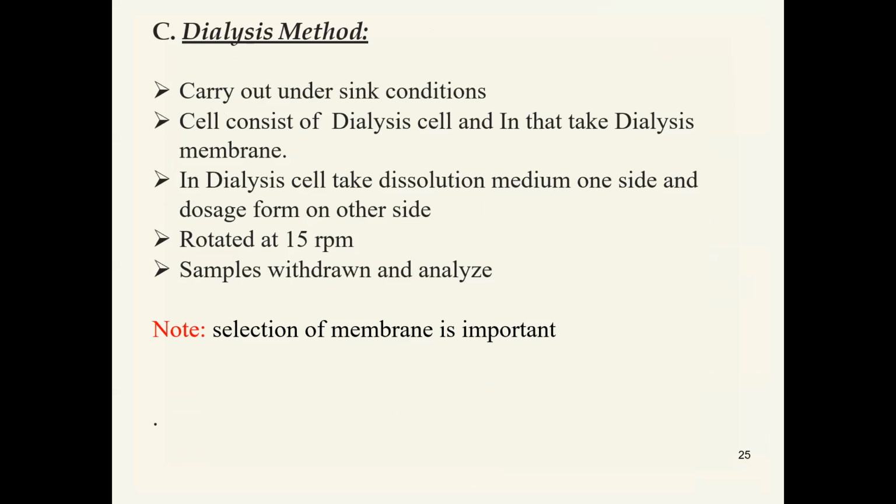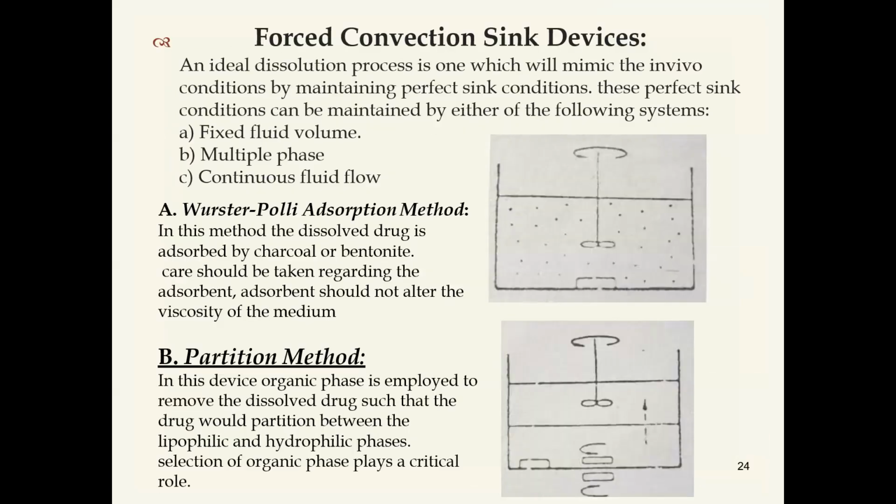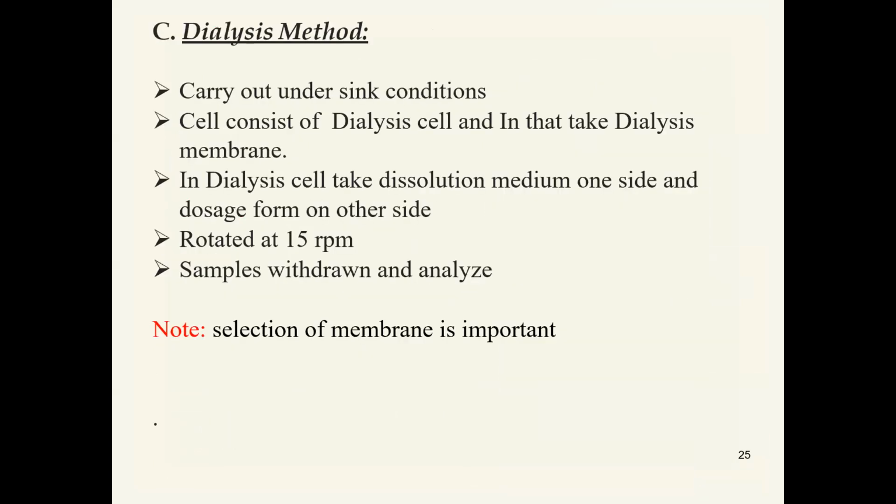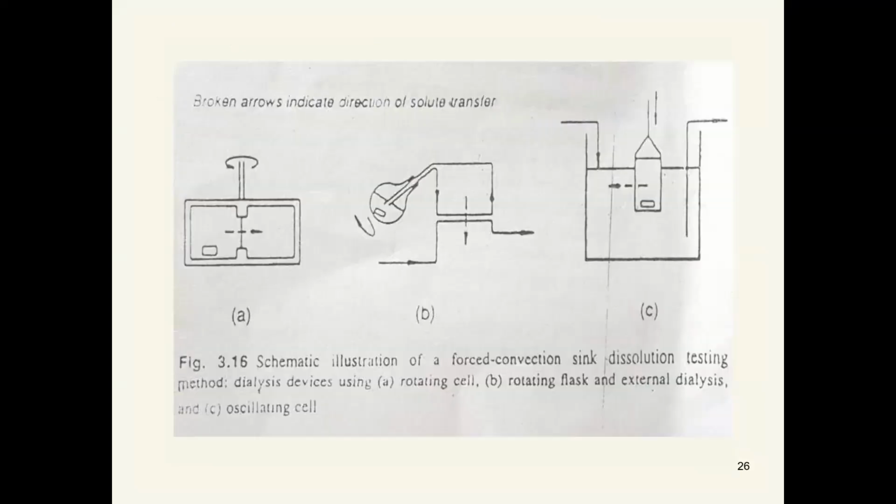Next one is the dialysis method. These are the dialysis devices. The first one is a rotating cell. This is the rotating flask and external dialysis, and this is the oscillating cell.